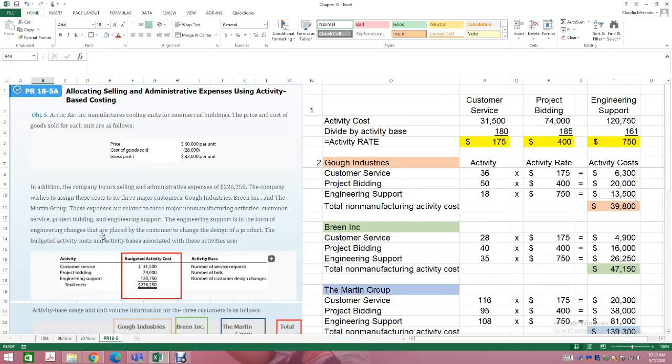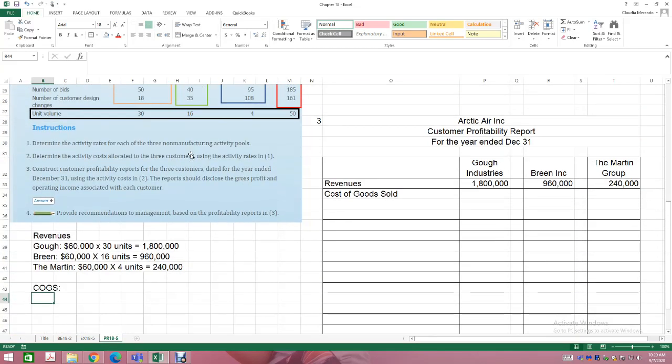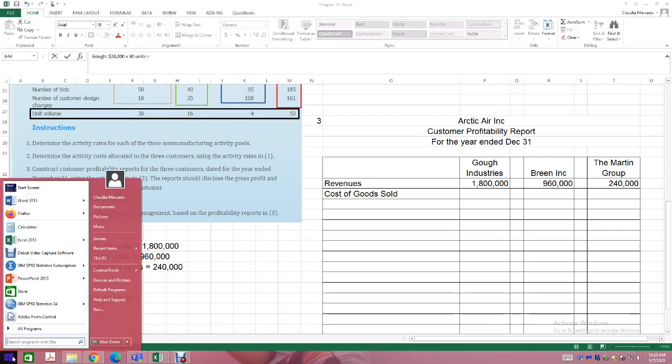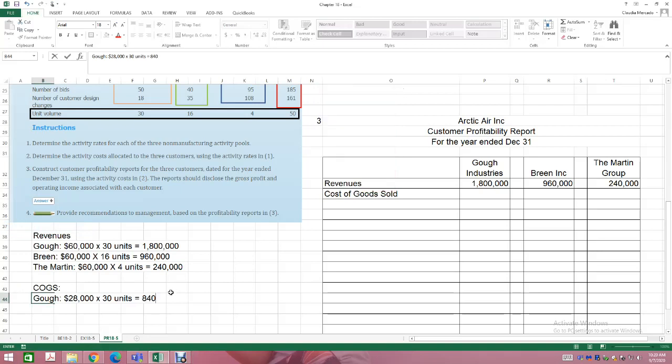Now the cost of goods sold, it says that it cost us $28,000 to manufacture each cooling unit. So I know how much I spent. I spent $28,000 per unit. And I know how many units I sold. So we're going to do the same calculation for Go, but this time we're doing cost, and that's 28,000 times the 30 units. That's going to give me $840,000. I'm going to spend $840,000 to manufacture the goods for Go.